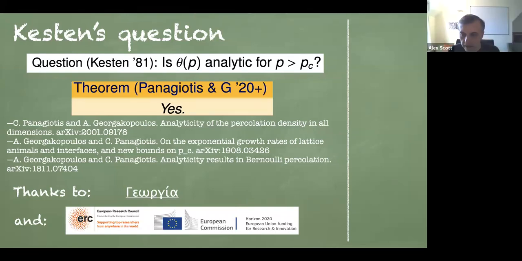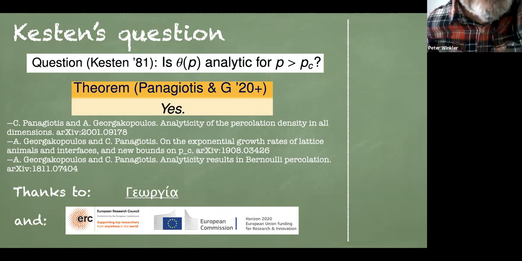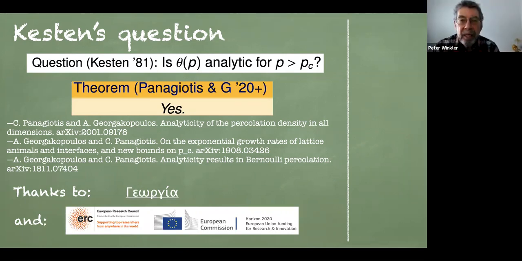Okay, and we had a question from Peter Winkler as well. Hi, Agelos. Phone ringing here. Sorry. Okay. In the first part, you showed analyticity of the theta function in the supercritical regime. It looks as if that argument should also show analyticity of the expected size of a cluster at the origin, given that it's finite. Is that correct?